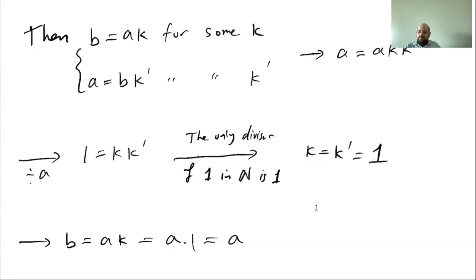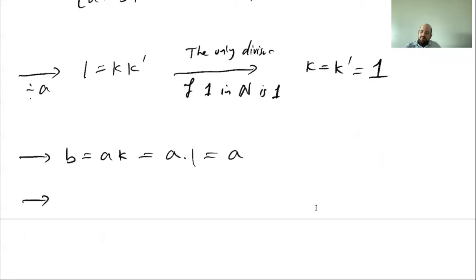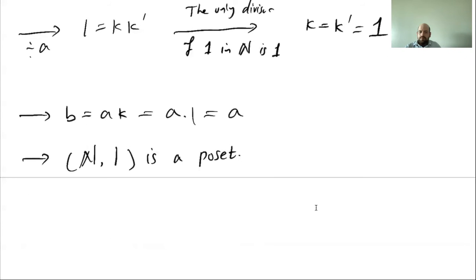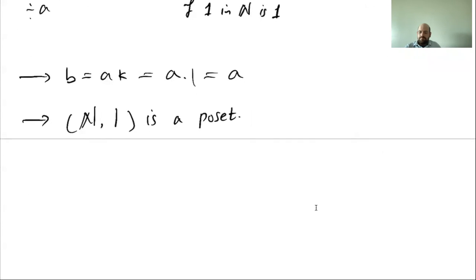Okay, so you can say that N together with the dividing relation is a poset. Another important set that you can show is a poset: let S be any set.